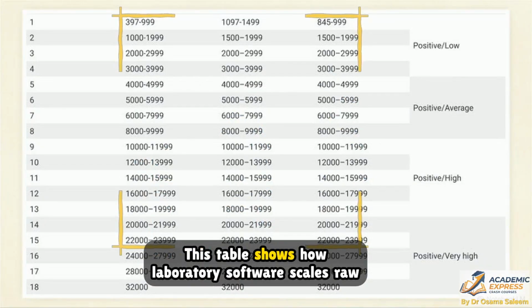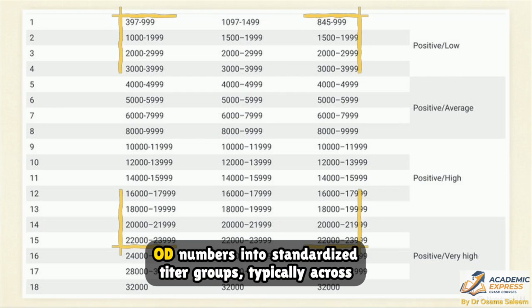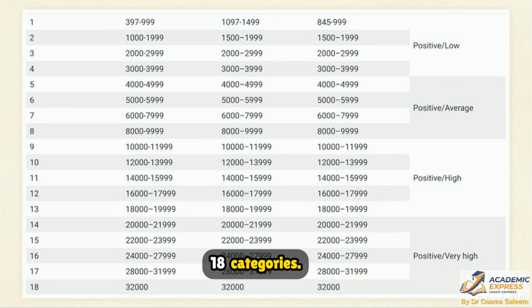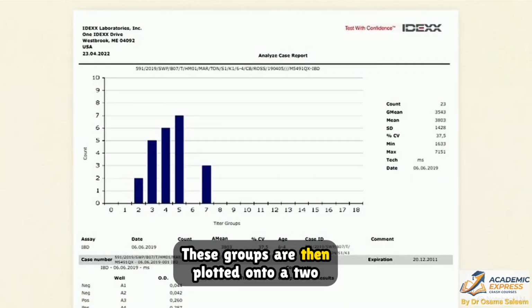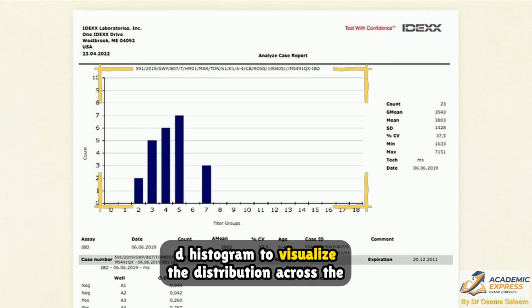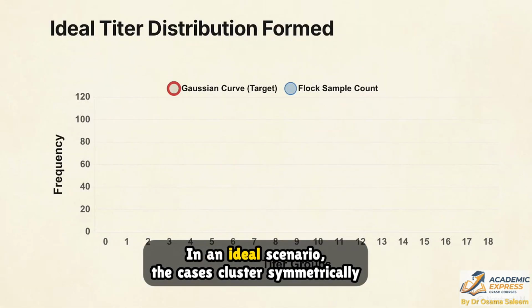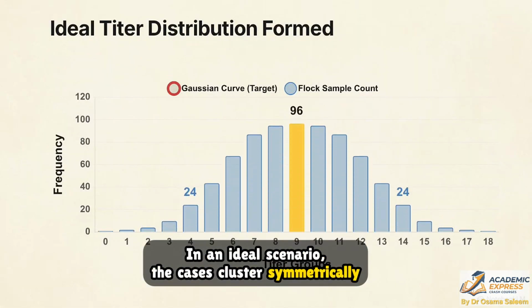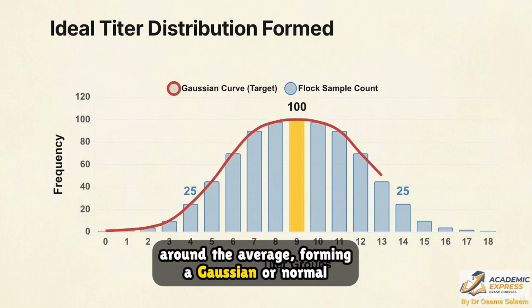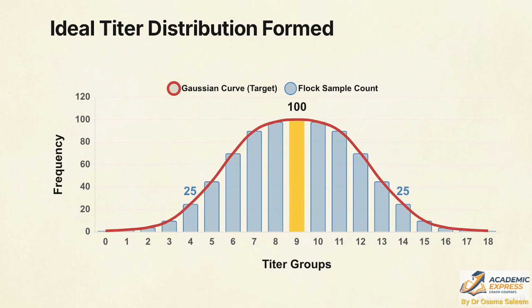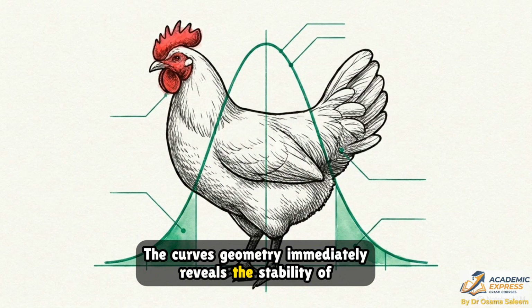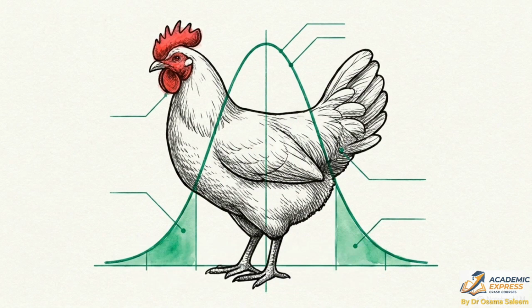This table shows how laboratory software scales raw OD numbers into standardized titer groups, typically across 18 categories. These groups are then plotted onto a 2D histogram to visualize the distribution across the entire population. In an ideal scenario, the cases cluster symmetrically around the average, forming a Gaussian or normal distribution curve. The curve's geometry immediately reveals the stability of the herd's immunity.